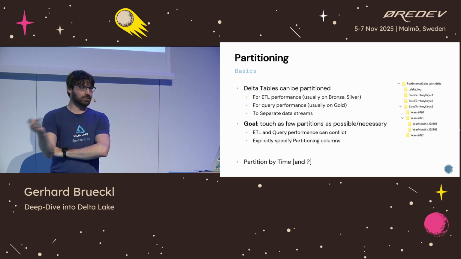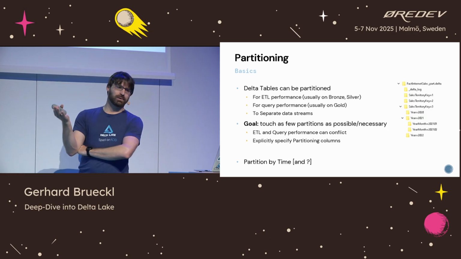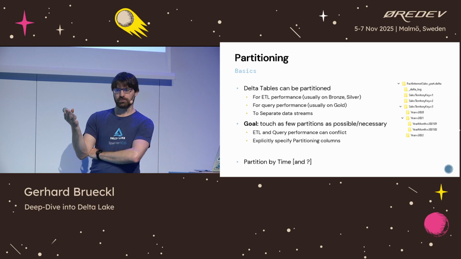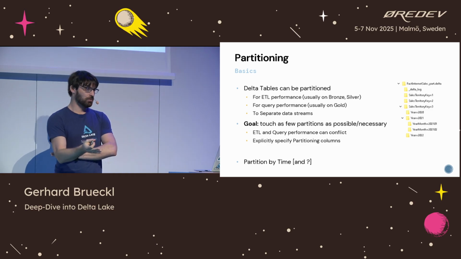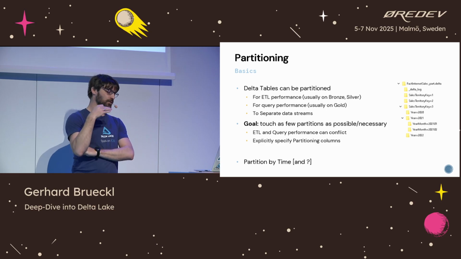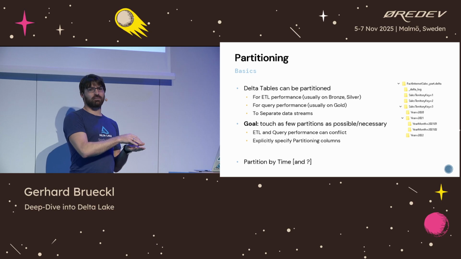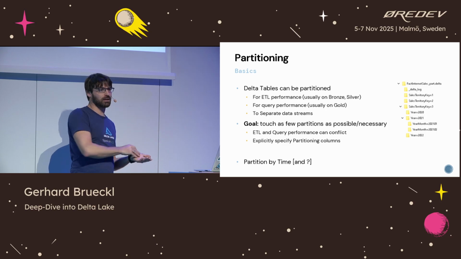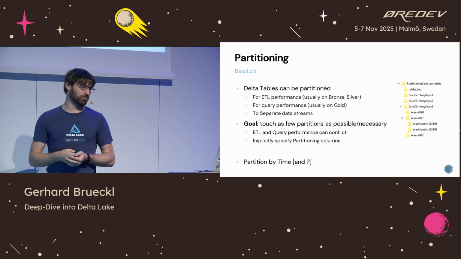So, Delta tables can be partitioned. There are usually two patterns that you would see: a table is either partitioned for ETL performance, for loading, meaning you can just ingest data and, for example, have an arrival time or arrival date partition that you can swap out if some new data or some data is reloaded for that particular day. That's one way. It can also be used for query performance.